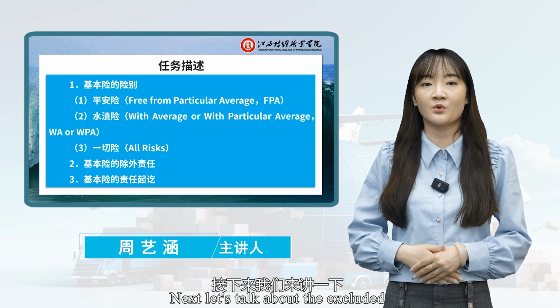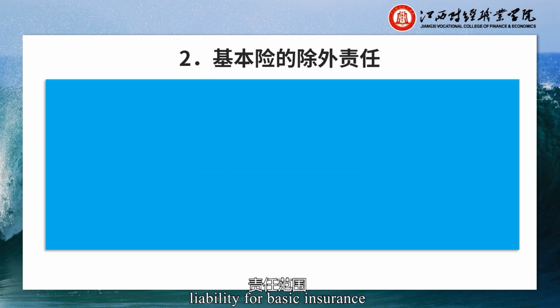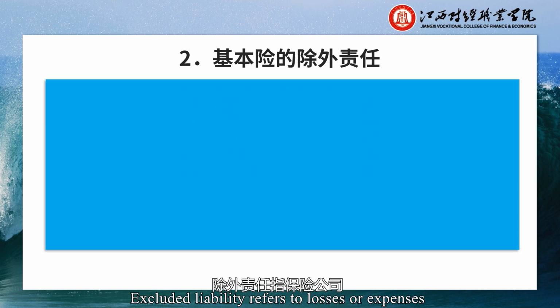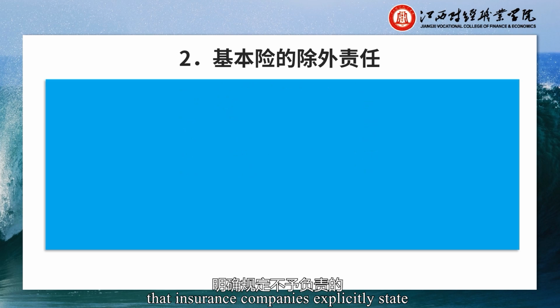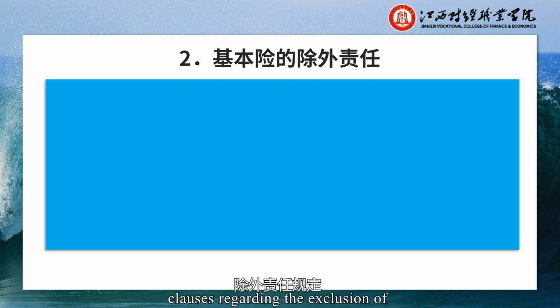Next, let's talk about the excluded liability of basic insurance. In addition to the scope of liability for basic insurance, insurance companies also stipulate the exclusion of liability for basic insurance. Excluded liability refers to losses or expenses that insurance companies explicitly state they are not responsible for, generally classified as non-accidental, or requiring special underwriting. In order to clarify the scope of liability covered by the insurer, there are 5 provisions in the China Ocean Shipping Cargo Insurance clauses regarding the exclusion of basic marine insurance.